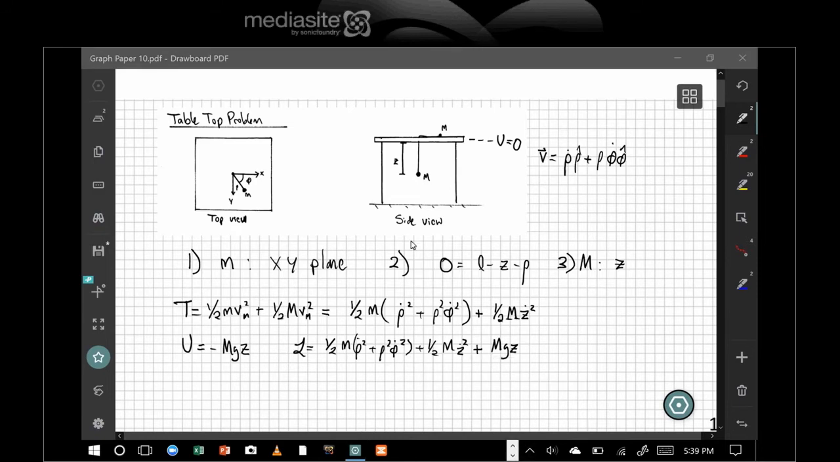Now notice that we have a z dot and a rho dot. But now we can use one of the equations of constraint, and you can look at equation 2.